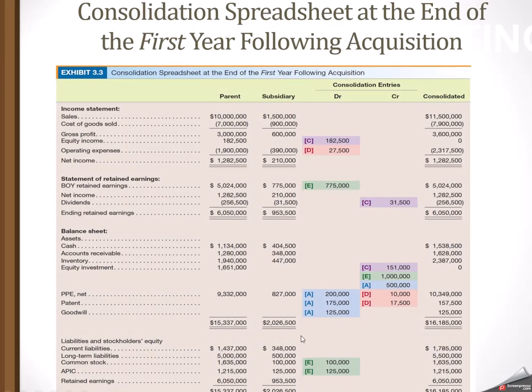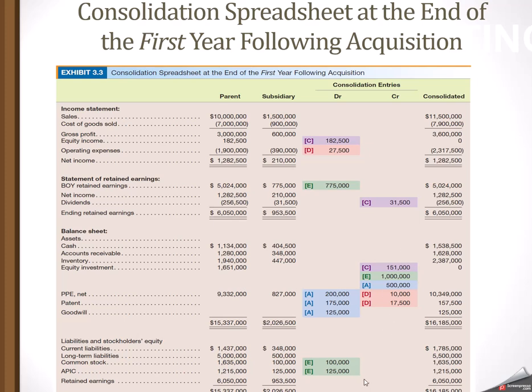So here again shows you the consolidated financial statements in the first year following the acquisition. So notice now we're not just looking at the balance sheet. In chapter 2, we were just looking at the balance sheet because it was at acquisition day. Now we're a year later, so we've got income, we've got the statement of retained earnings where the net income and the dividends go into and out of. So now it's definitely more complex.